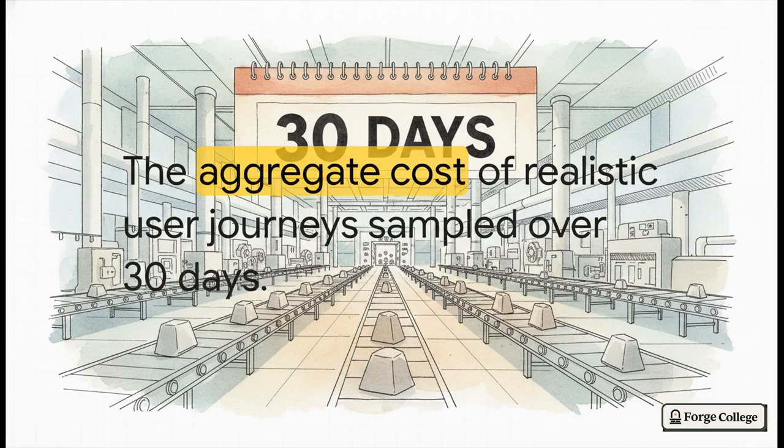Finally, we look at the factory throughput cost. This translates to our per-user or per-session view. It takes those realistic user journeys, translates them into workload mixes, and samples them over a longer period, say 30 days. Ultimately, this aggregated cost per user is the bottom-line metric that stakeholders actually care about when they're making major architectural decisions. It's the big picture of our entire factory.